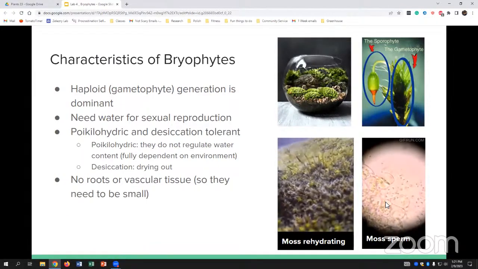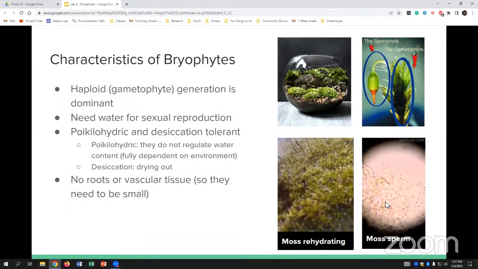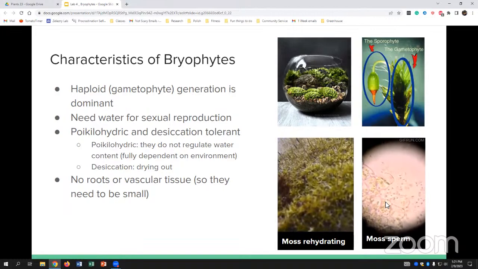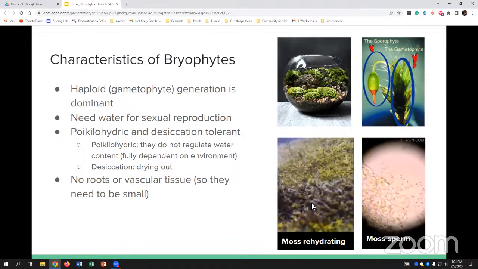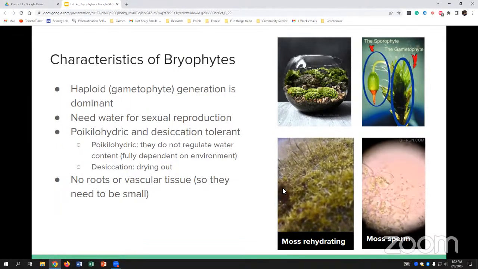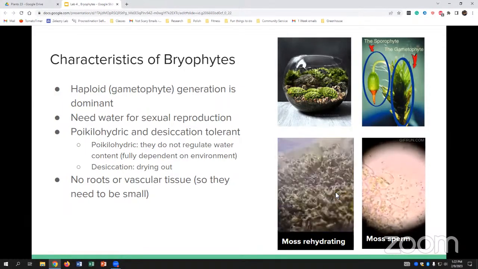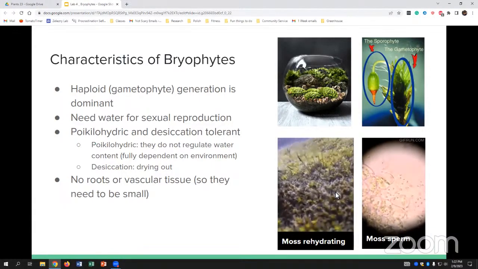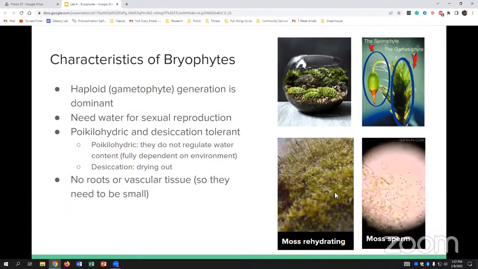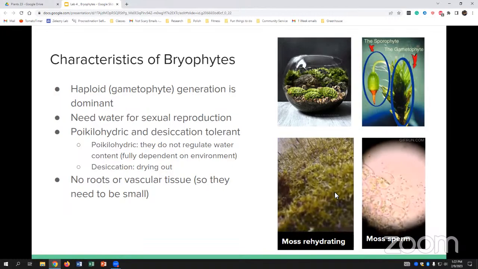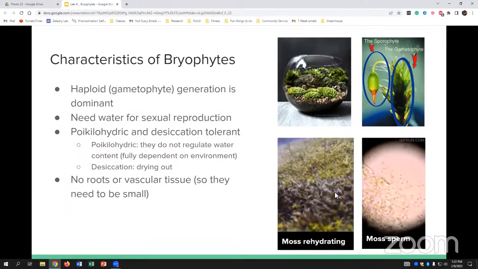So the characteristics here are that the gametophyte, that haploid generation, is dominant. They still need water for sexual reproduction. So probably think of mosses as wet, and you should, because they kind of need to be to make more moss. We sometimes say that mosses are poikilohydric and desiccation tolerant. And what that basically means is that because they don't have vascular tissue to carry around water and dissolved sugars, they're just dependent on the water that is in their environment. They can't really control how much water they contain in and of themselves. So that's the poikilohydric bit: they are just going to have whatever water content the world around them has.